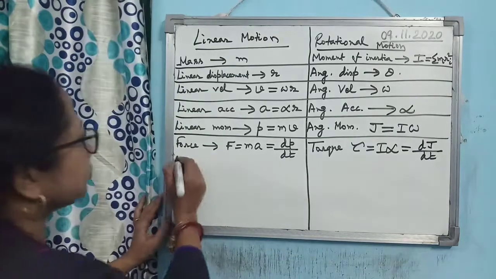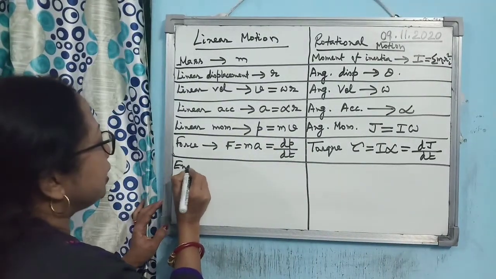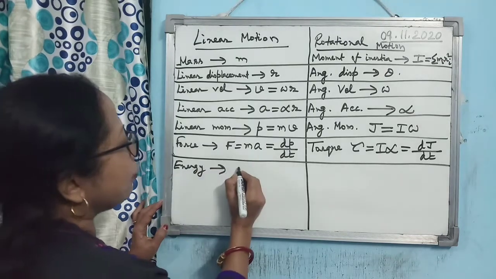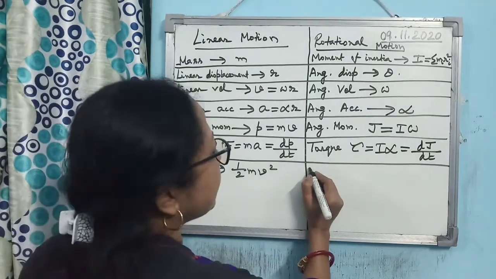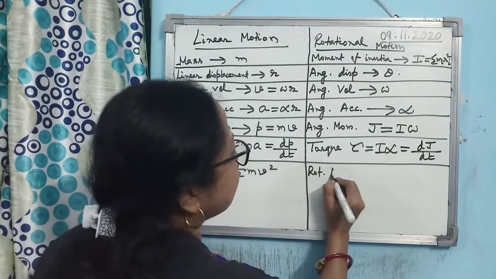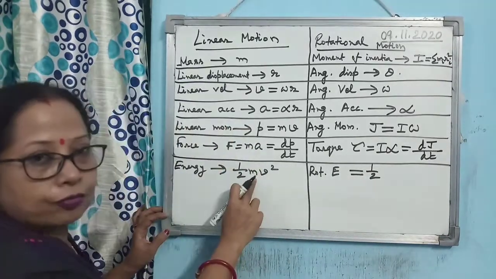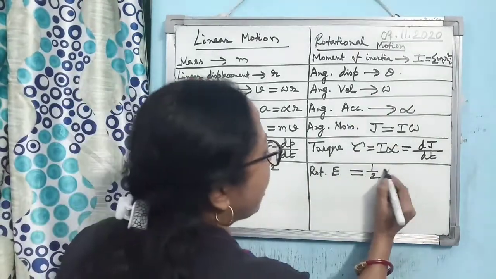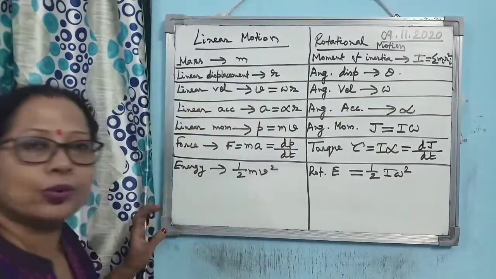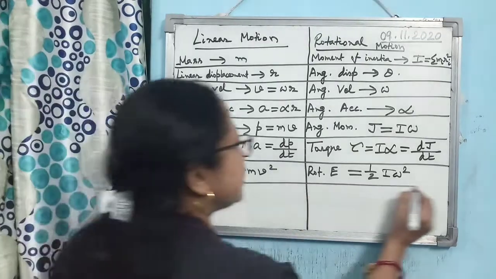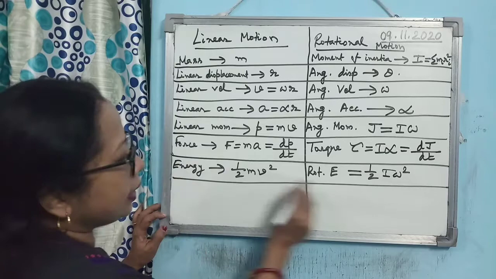Is that clear? Then next one is coming, what is the energy? Kinetic energy is given by half m v square. So what will be the rotational energy? Rotational energy you can write half. What is the equivalent of m? I. So half I. Then what is the equivalent of v? Omega. So half I omega square. Is that clear?